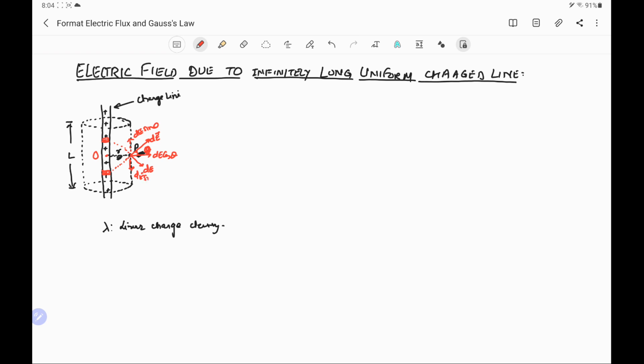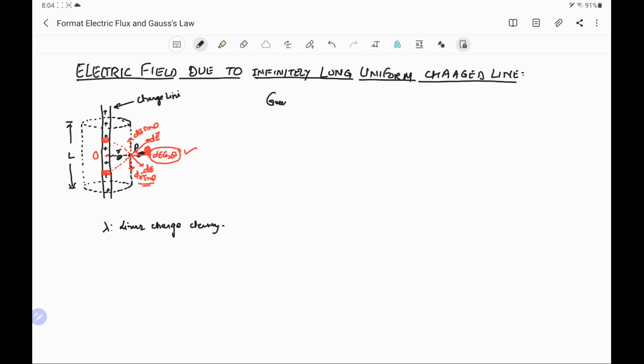Here we can see that the dE sin theta components are in opposite directions, so they will cancel out because electric field is a vector quantity. Contribution of a charge element is dE cos theta towards the electric field. Therefore, we can say the magnitude of the electric field is dE cos theta, which is constant for a point which is at a distance r, and direction is perpendicular to the charge line. So using this symmetry of the electric field, we can use the Gauss law to find the electric field at the point P due to the infinite charge line.